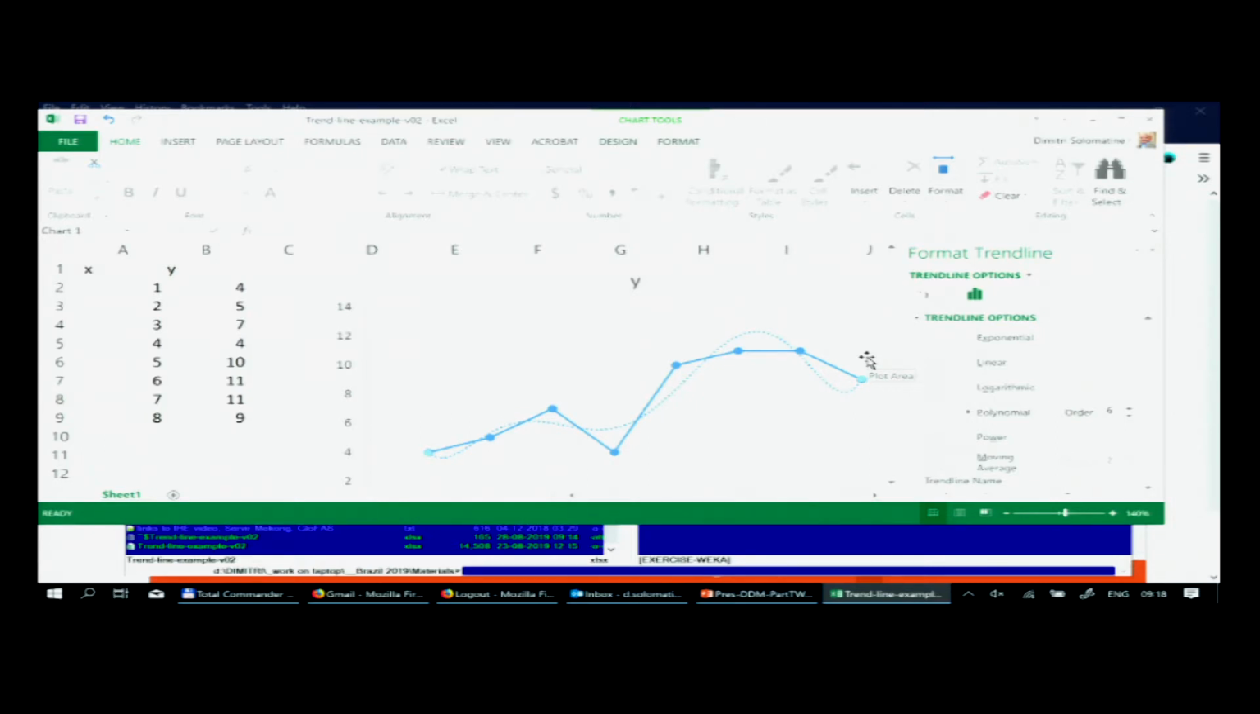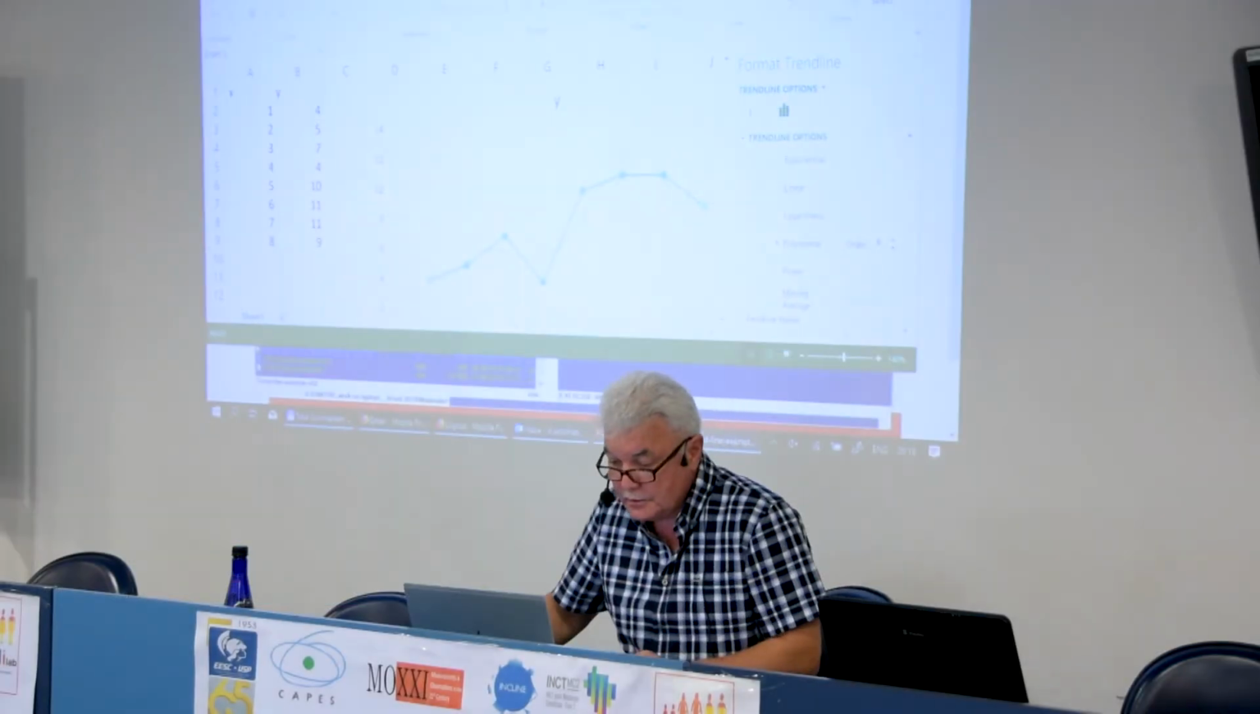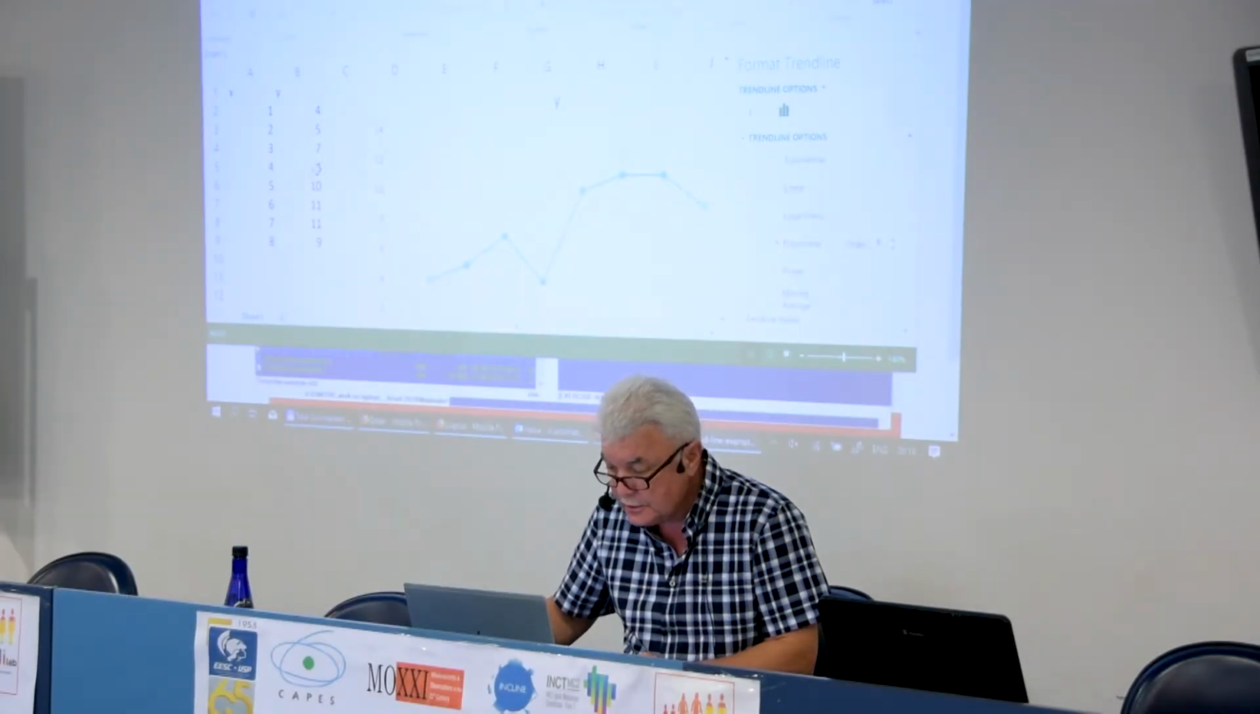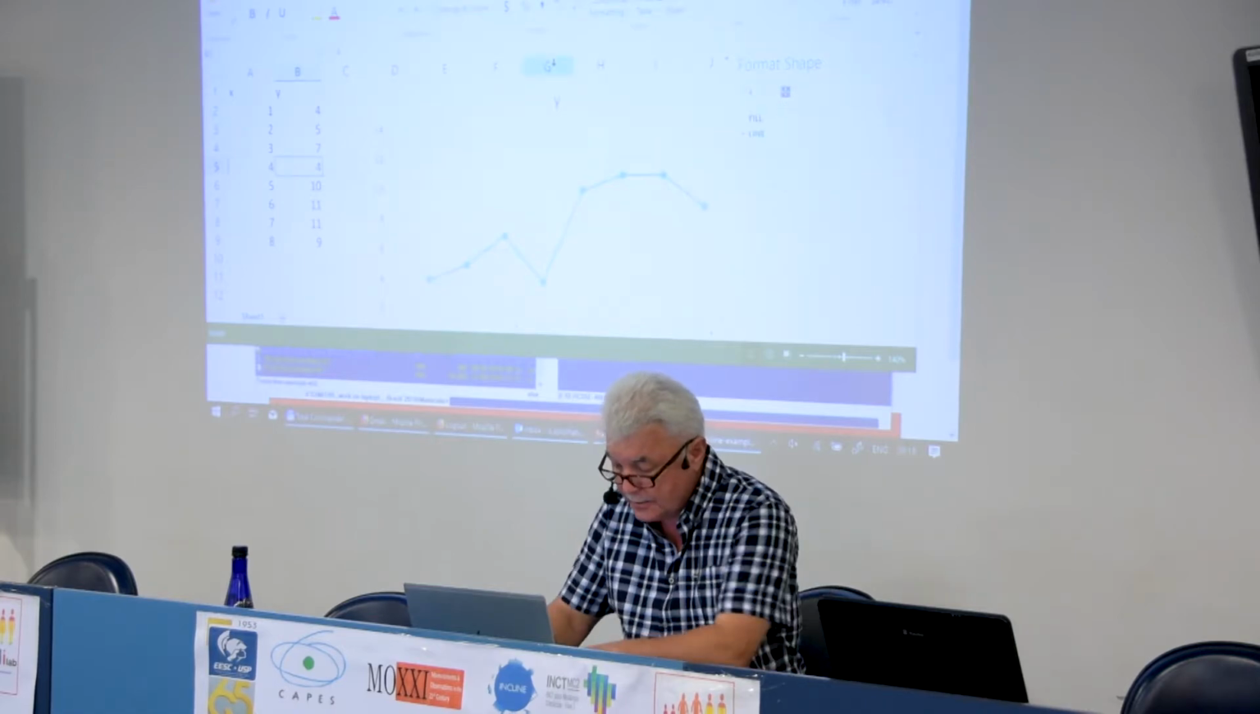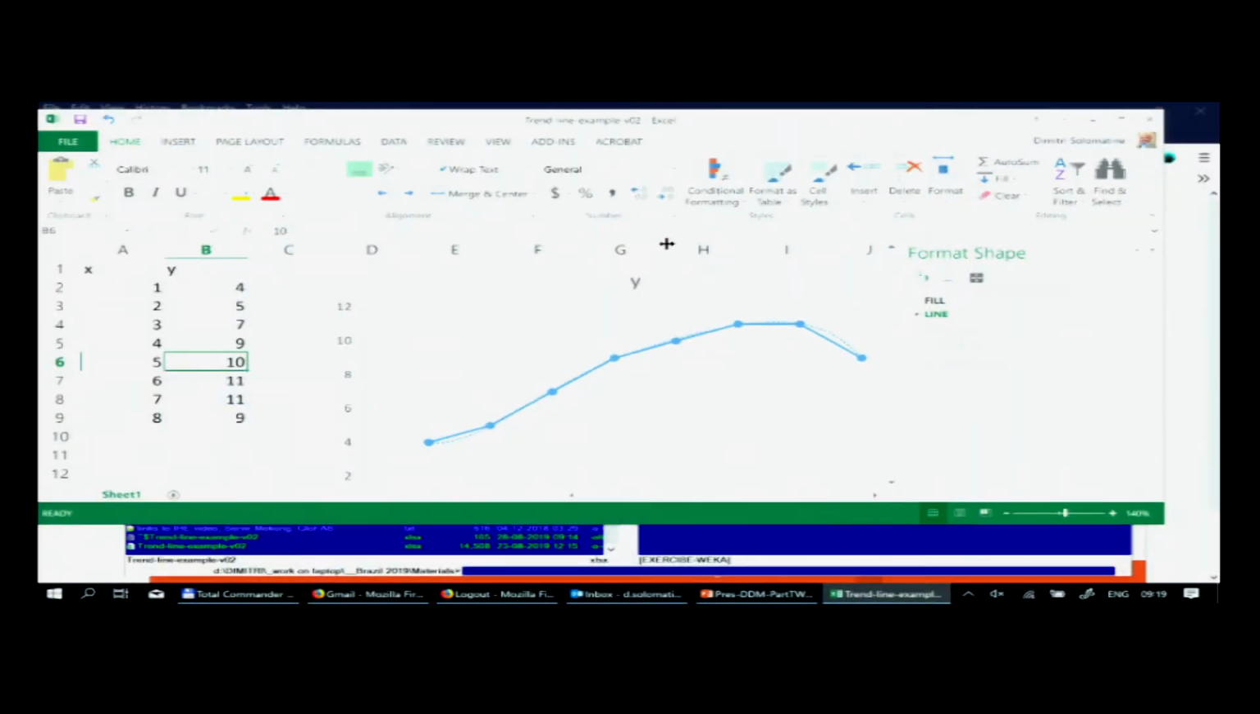Anyway, so that's a demonstration of how we can use Excel to build simple models. Okay, you can close this. What was here initially? 9? Yeah. Right.